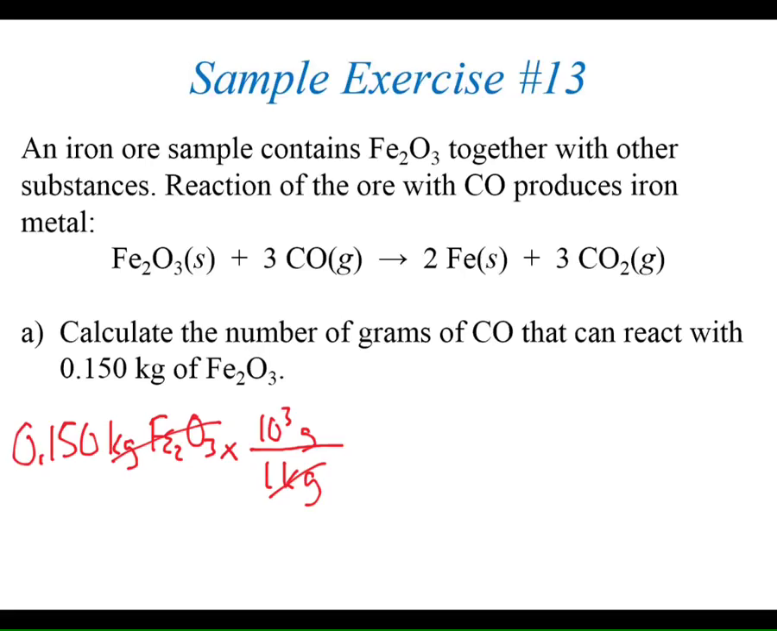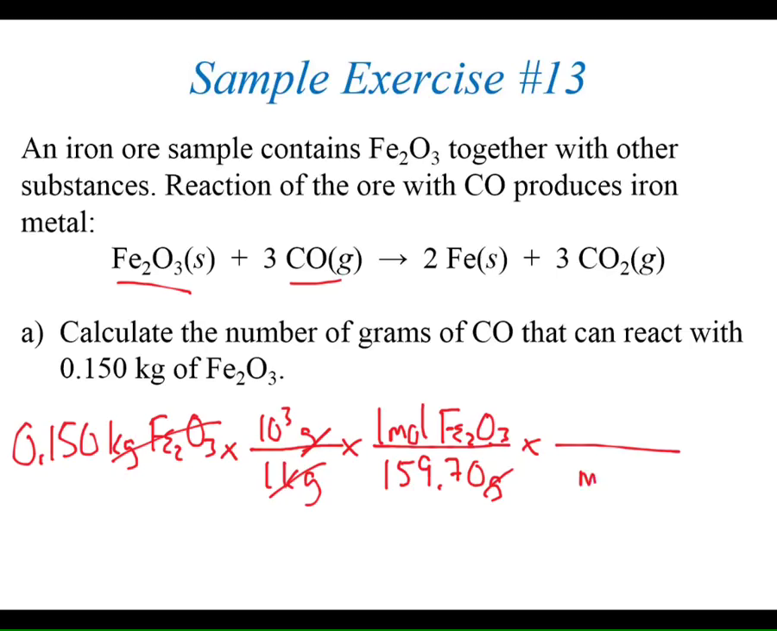Now I'm in grams of iron(III) oxide. So what do I do with grams? Molar mass. What's the molar mass of that? 159.70. That's the mass of a mole of Fe2O3. I'm in Fe2O3, but I want to be in CO. So that's where I use the mole-to-mole ratio.